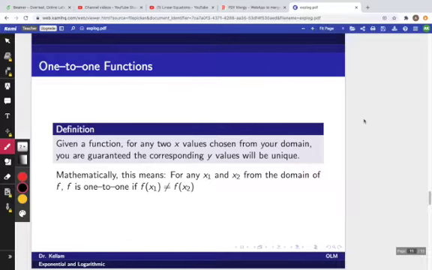We'll actually be starting section 5.2, and this is discussing one-to-one functions and inverse functions. We're going to start off today just talking about one-to-one functions.